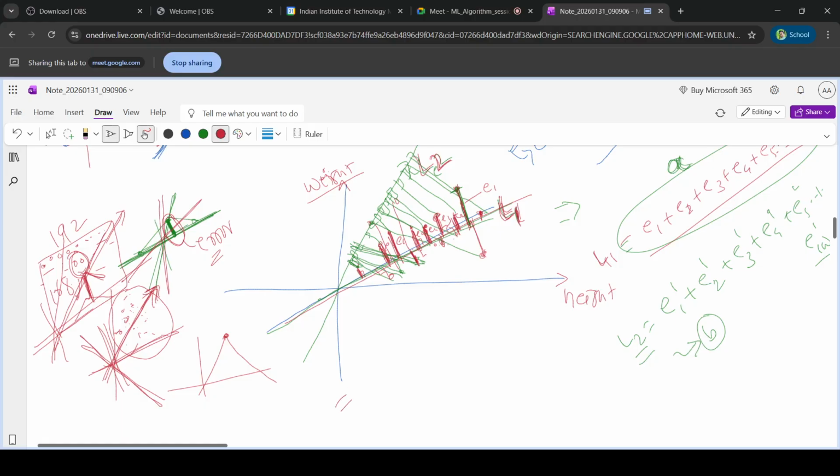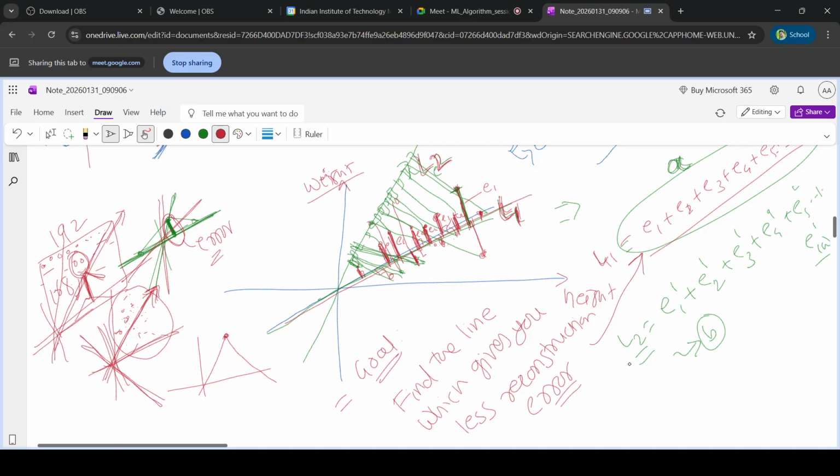So what is our goal? Our goal is to find the line which gives you less reconstruction error.